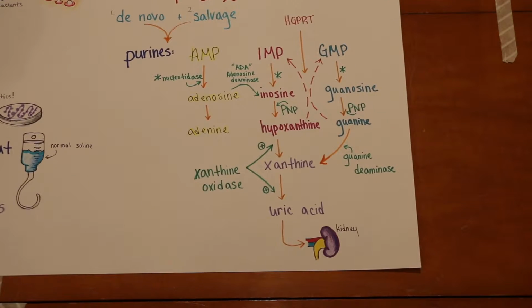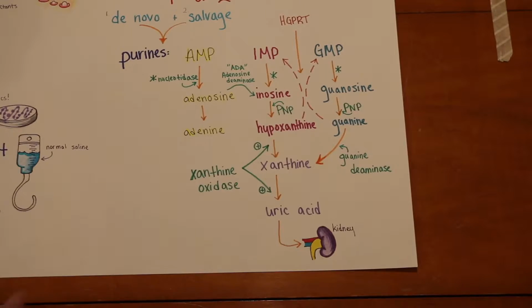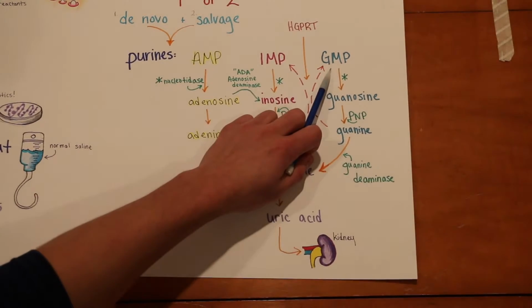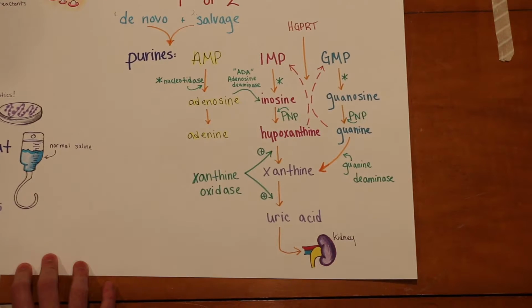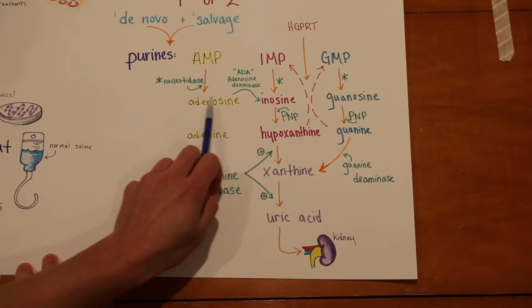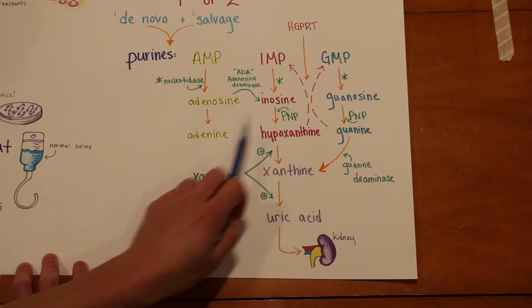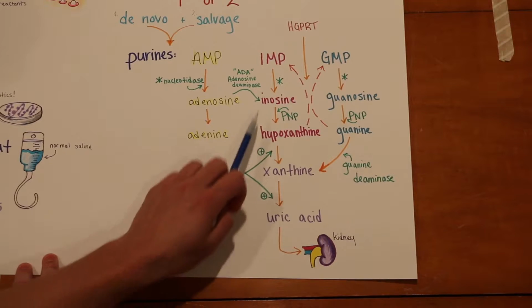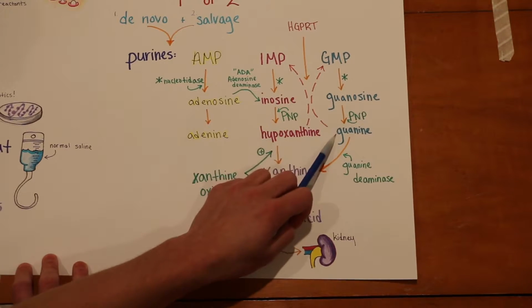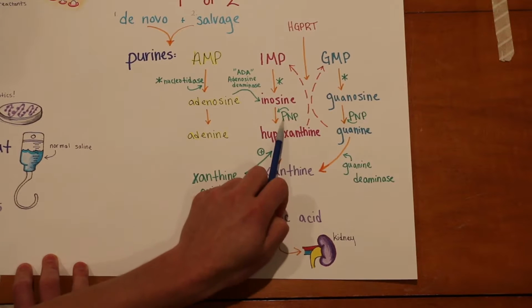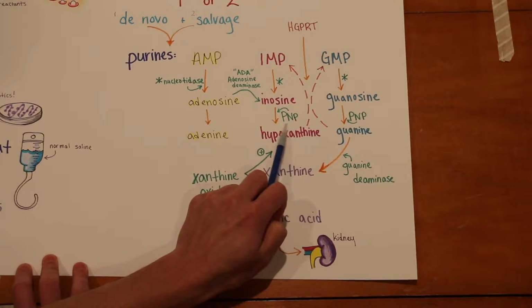The two major purine nucleotides are AMP, adenosine monophosphate, and GMP, guanosine monophosphate. Both AMP and GMP are cleaved by the nucleotidases to adenosine and guanosine respectively. Adenosine is then broken down by adenosine deaminase to inosine, and inosine and guanosine are then acted on by purine nucleoside phosphorylases, PNP.